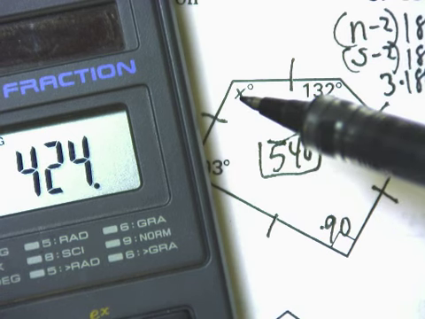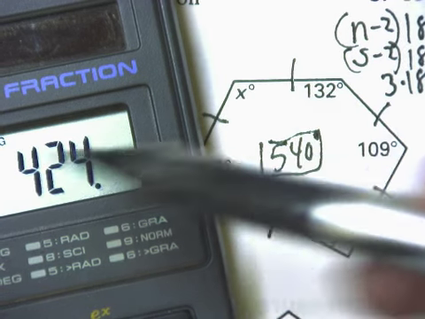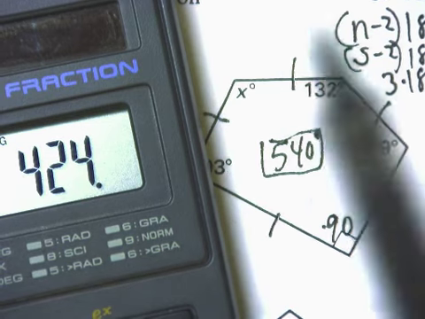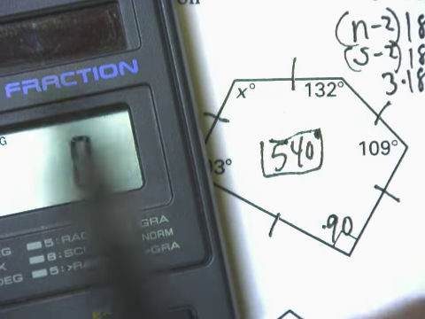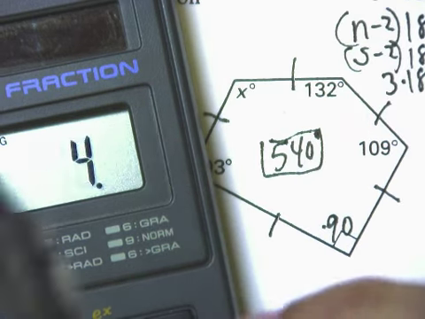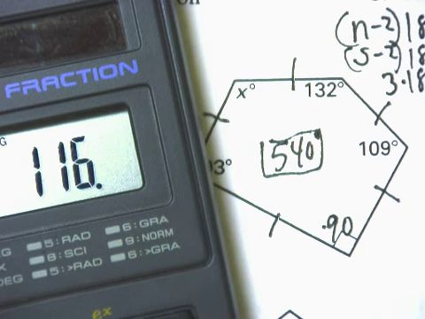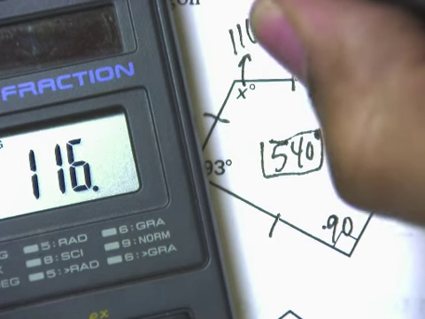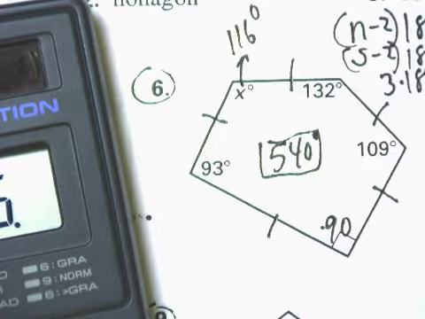But a pentagon has 540. So how do I find that missing angle? I subtract 424 from 540. 540 minus 424 gives me 116. So x is equal to 116.